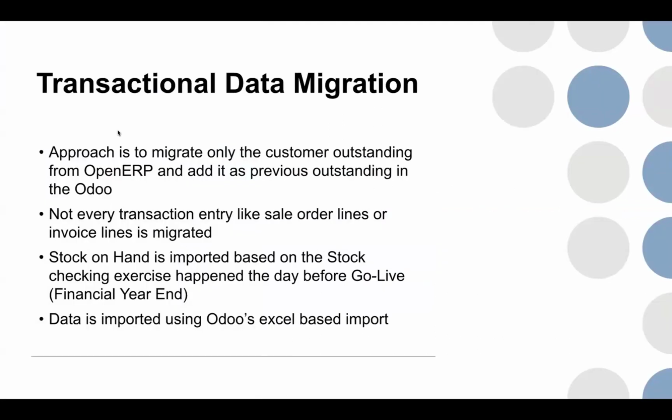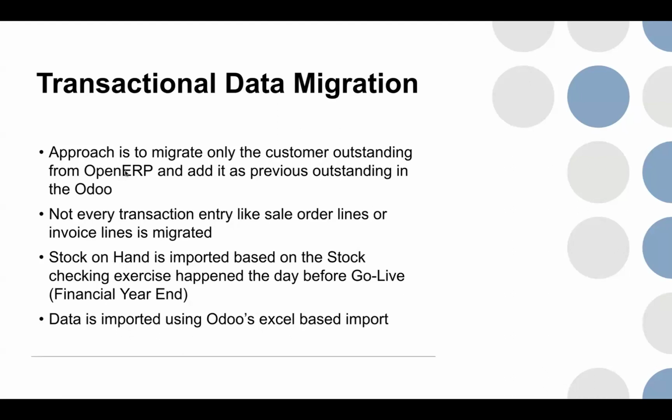Okay. So now coming to transactional data migration, the approach for transactional data migration is to migrate the customer outstanding from OpenERP and add it as a previous outstanding in Odoo. So we did not migrate the individual sale order lines or the individual invoice lines. And then the stock data is imported based on the stock checking exercise, which happened the day before our migration. And that too was a financial year end. They usually do their stock checking. So from that data, we had imported it into Odoo.